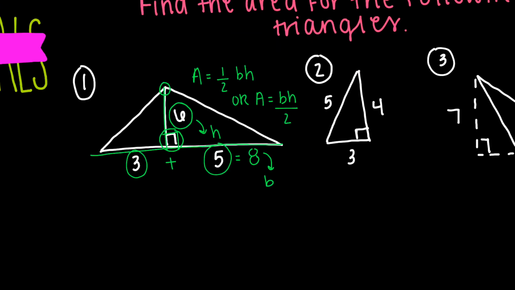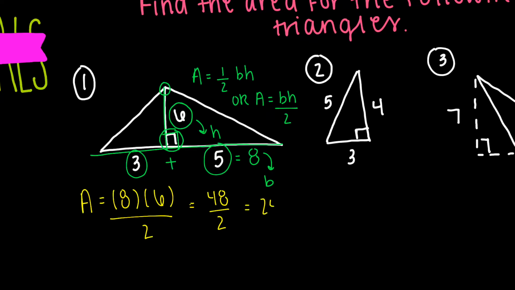So I'm going to take my area, where A is equal to the base times the height. So A equals, my base is 8, so I have 8 times 6. And remember, we're going to divide that by 2. So our 8 times 6 gives us 48 divided by 2. And 48 divided by 2 is 24. So my area of this triangle is 24.